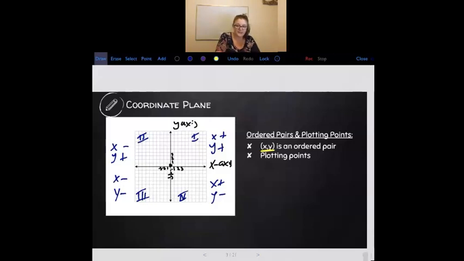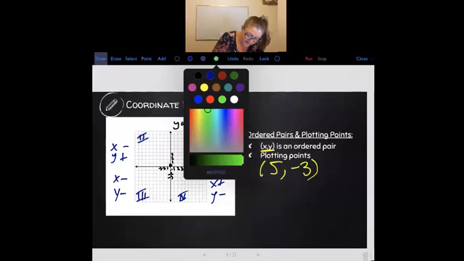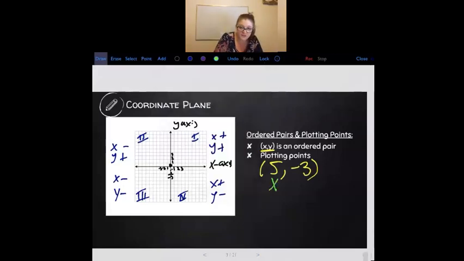When you plot points, x tells us how far from the origin to move left or right, and y tells us how far to move up or down. So for instance, if we were asked to plot 5, -3, 5 is our x value and -3 is the y value. So we would start at the origin, which is the ordered pair 0, 0. So x is 0 and y is 0.